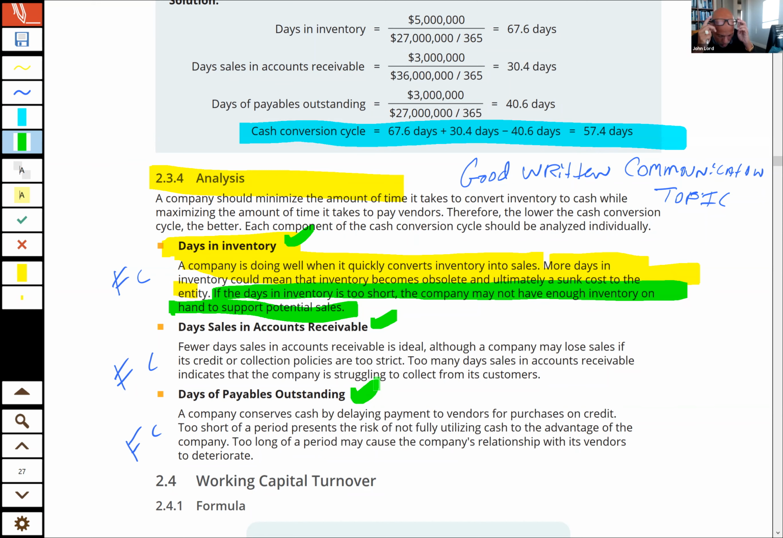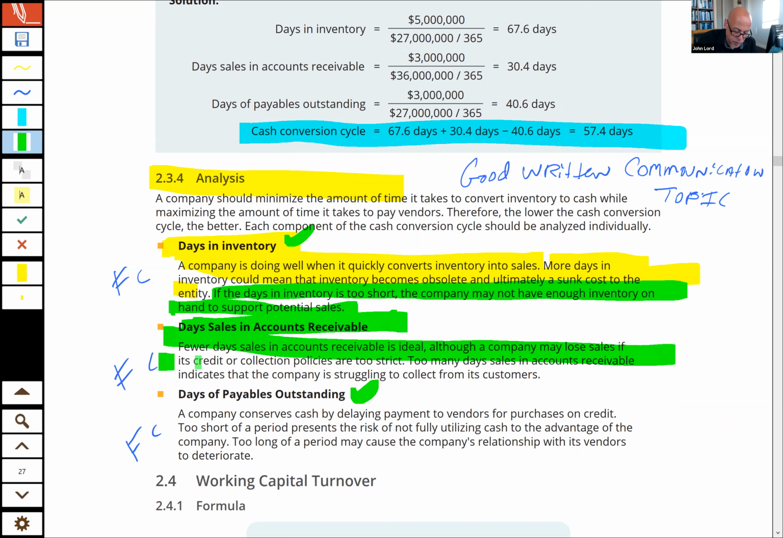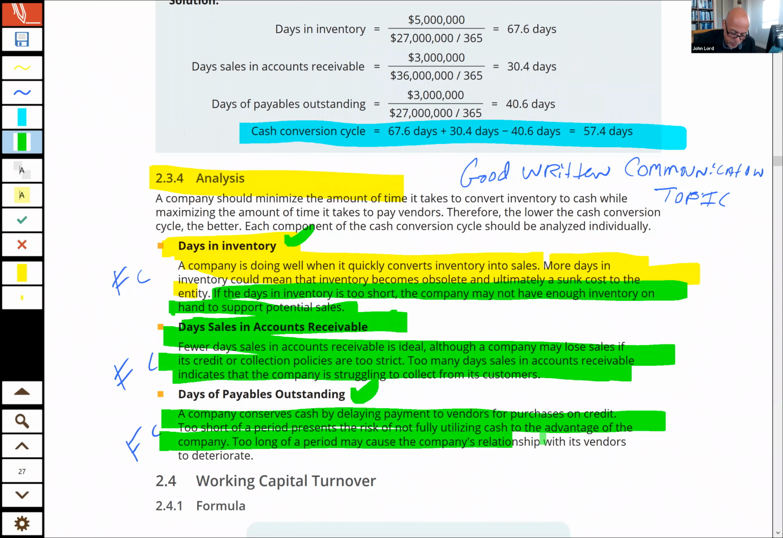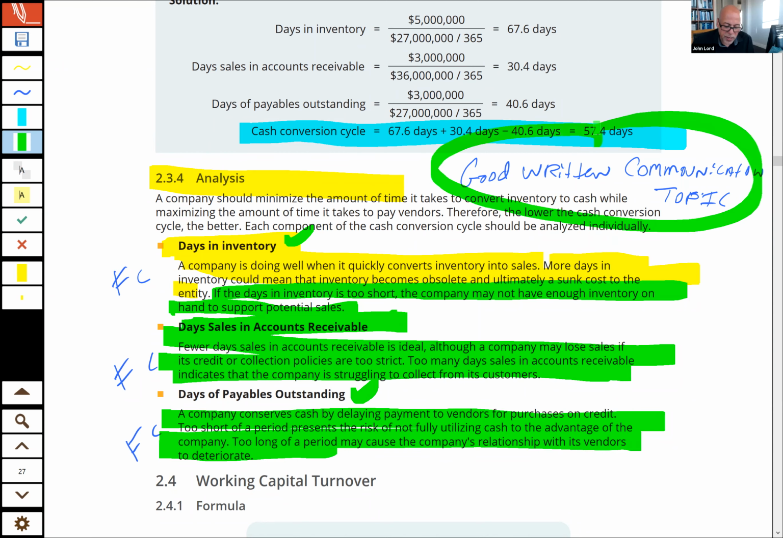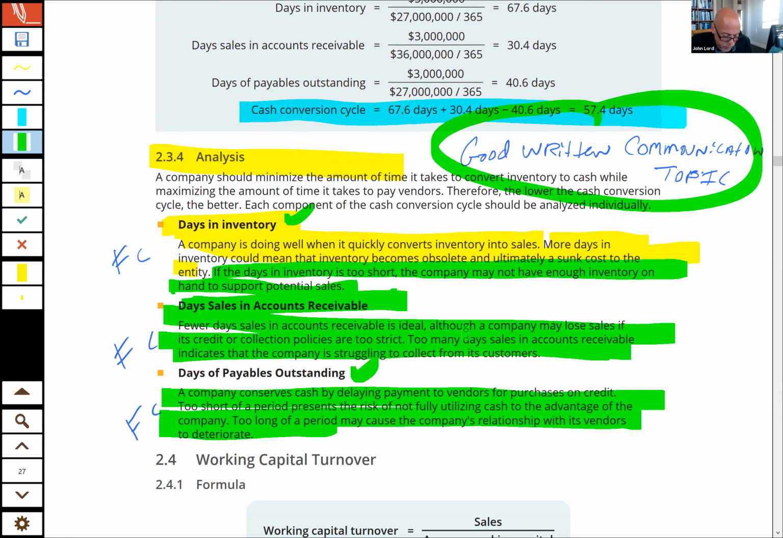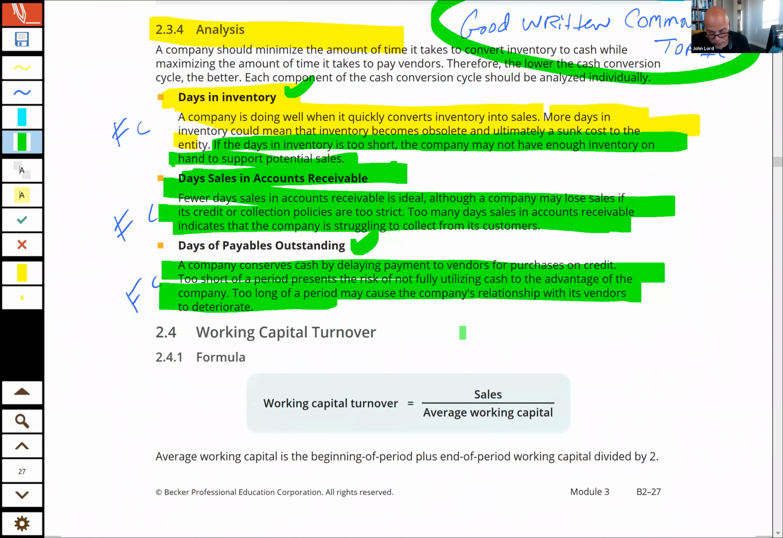Okay, good. So you'll see, guys, and I'm not going to read through all of these, a similar analysis here for these three elements that constitute the cash conversion cycle. Most important thing, I want you to flashcard those types of analysis and make sure that you remember that you want to keep those in your back pocket, figuratively. Don't bring them into the exam, but keep them in your back pocket to potentially respond to a written communication.